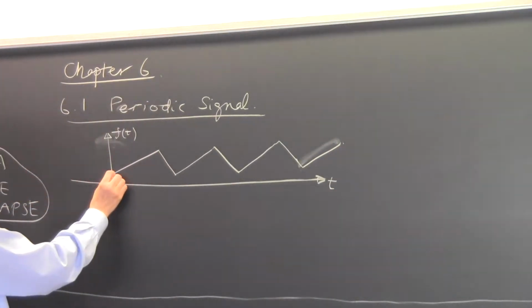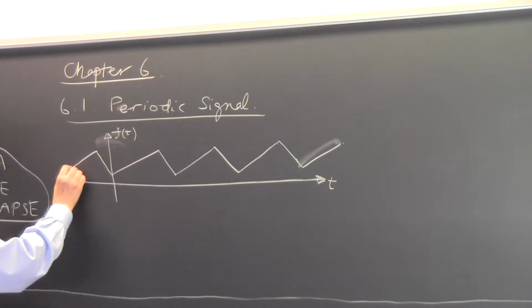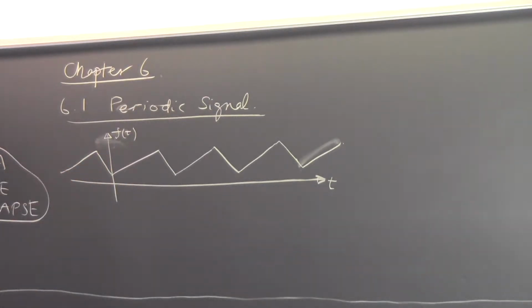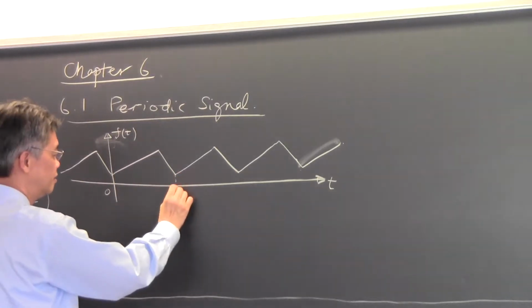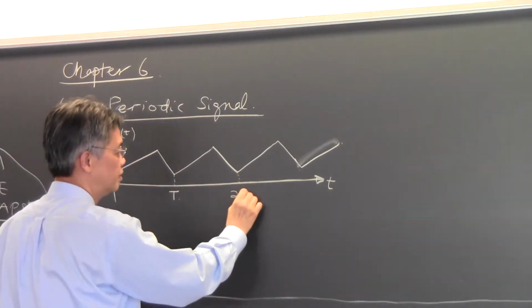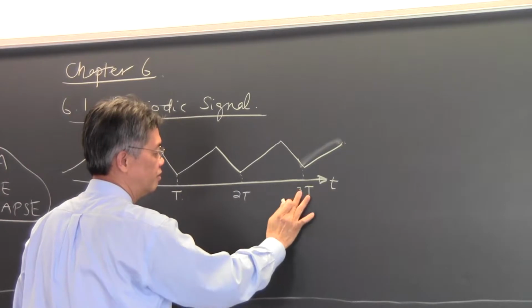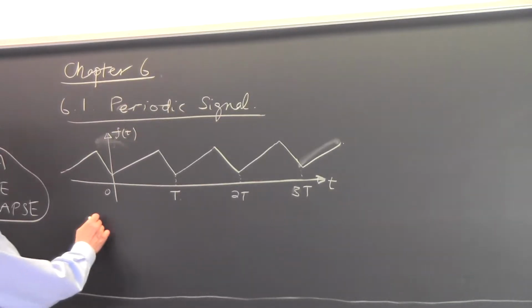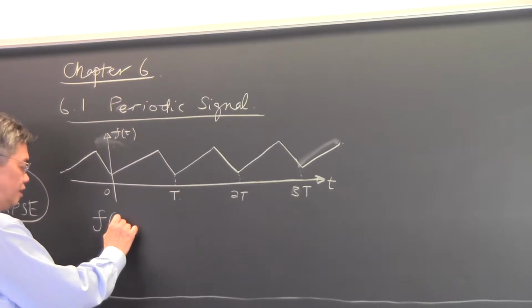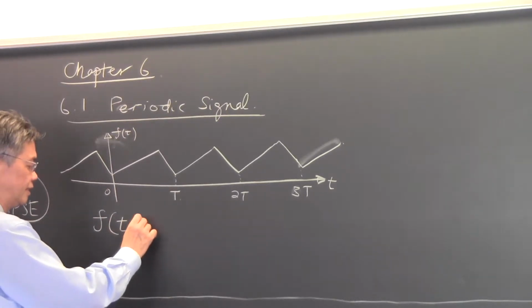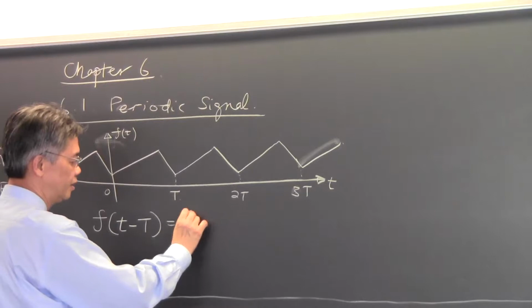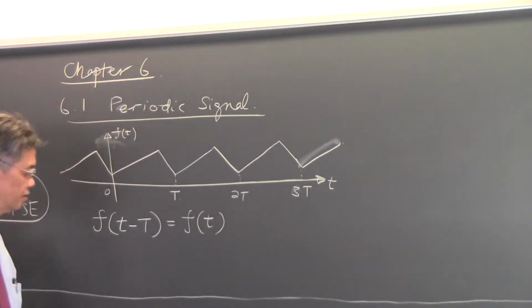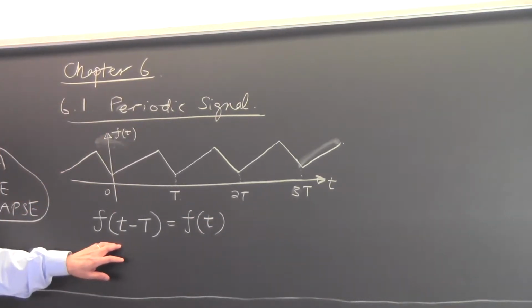This is just one example of a periodic signal. You can draw other forms if you want to. It repeats itself every T period. Even though my picture is not perfect, you can see what I mean. This picture repeats itself. And the periodic signal has this property that if you time shift it by T, it is equal to itself. Everybody knows that this is time shifting, right?